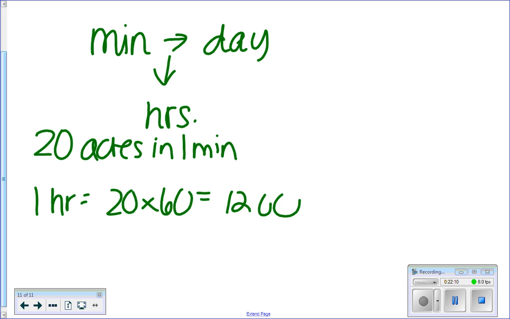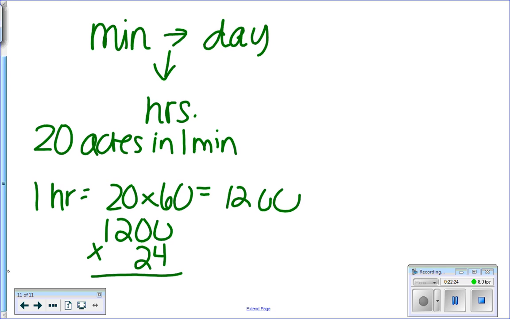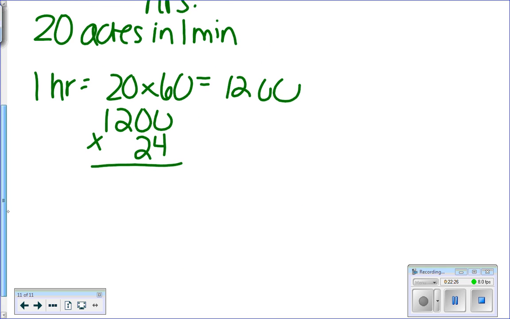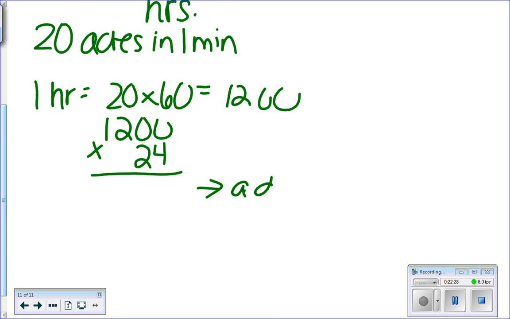That's in 1 hour. But if I want to know in a day, how many hours are in a day? 24. So I'm going to take 1,200 times 24, and that will then tell me how many acres in a day.